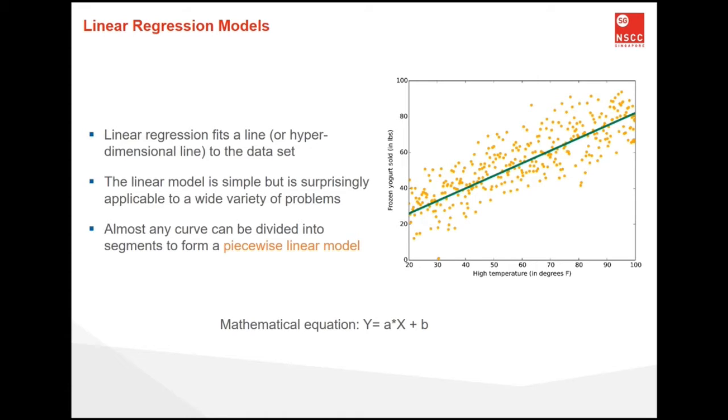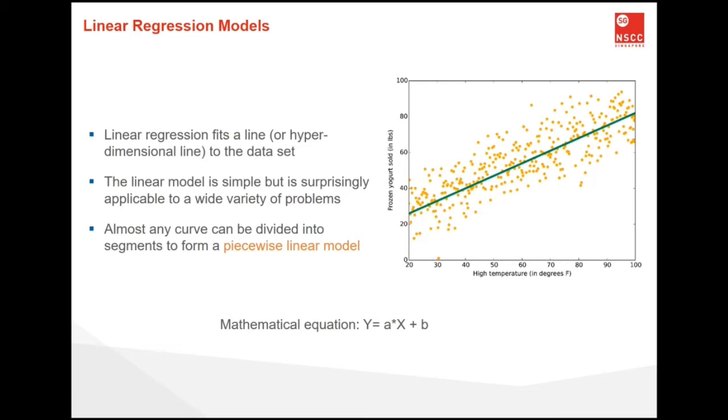Firstly, let's talk about the linear regression model. Linear regression fits a straight line to the data sets. This is one of the very simple and easy algorithms which works on regression and shows the relationship between the continuous variables. But it is surprisingly applicable to a wide range of problems. If there is only one input variable x, then such linear regression is called simple linear regression. And if there is more than one input variable, then such linear regression is called multiple linear regression.